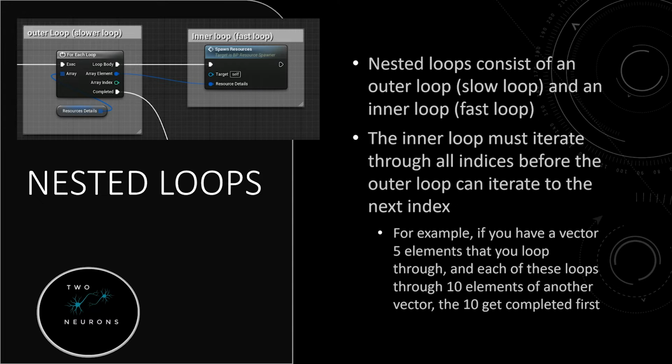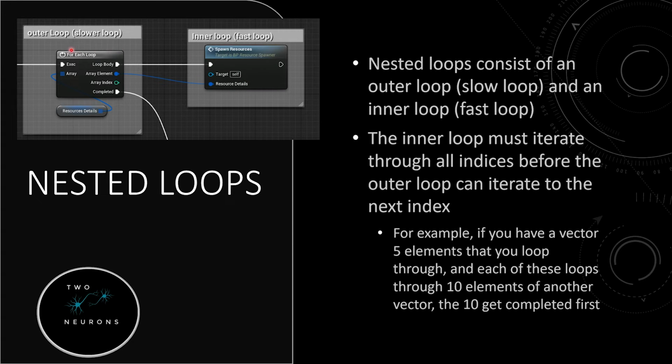A nested loop consists of an outer loop, or the slow loop, and an inner loop, or the fast loop. The reason the inner loop is considered the fast loop is that it must go through all the indices it contains before the outer loop can iterate to the next index. For example, if we are going to spawn in 5 different resources, and we're going to spawn in 10 of each, it will start on the outer loop and go, all right, I have 5 resources. At index 0, I am spawning in 10. It will run the loop inside the spawn resources 10 times.